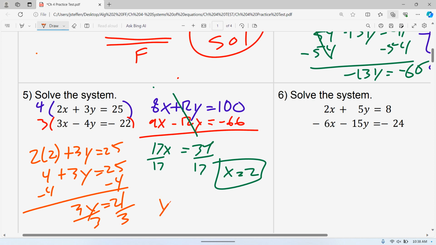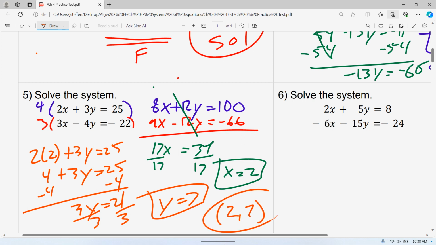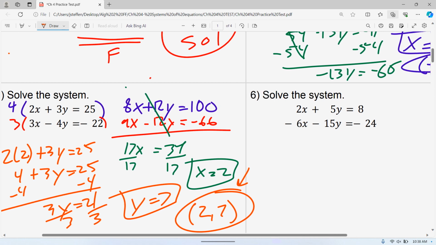By both sides, 3, y is equal to 7. So again, if you want to leave that, you can. That's probably what I would do because I'm pretty lazy. But also make sure you realize on multiple choice, it's going to be as an ordered pair.